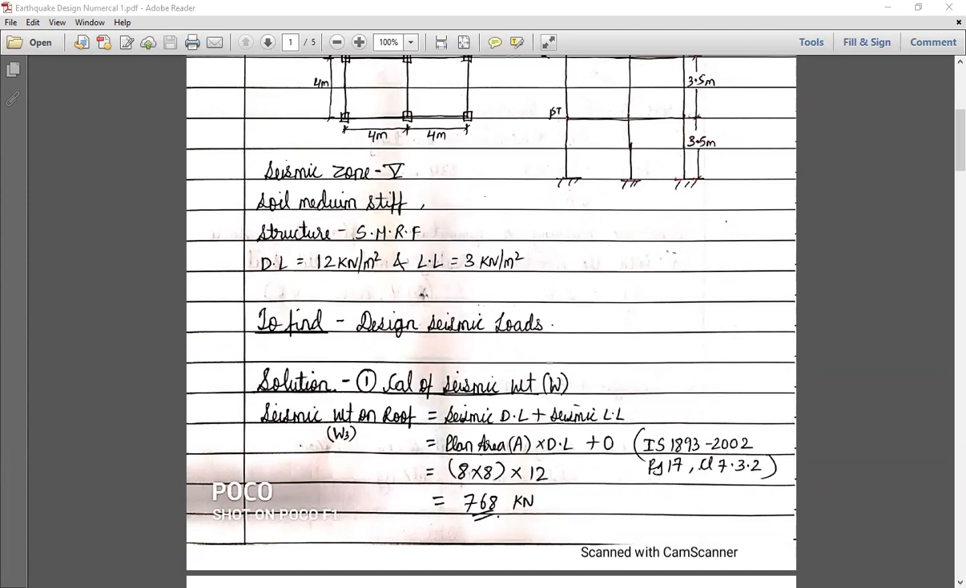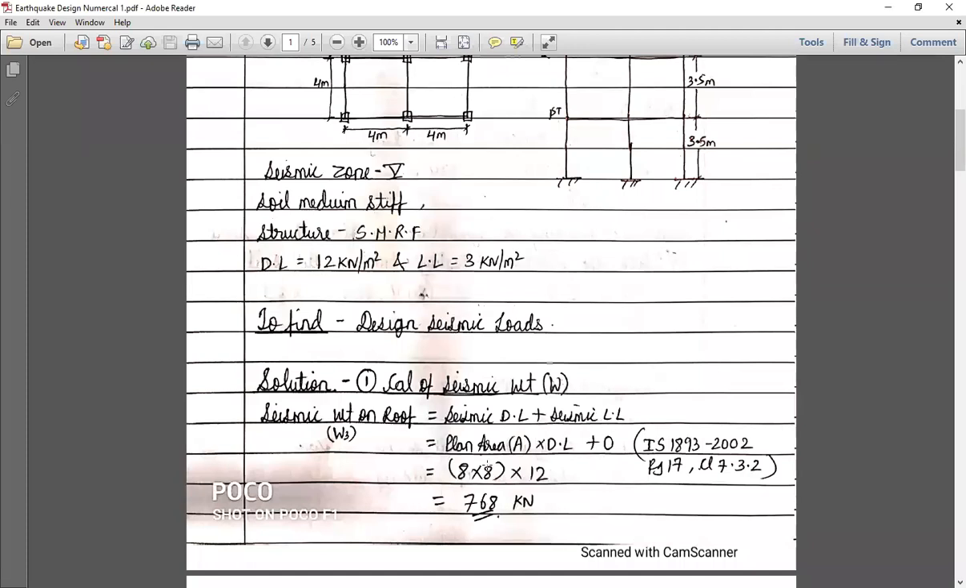So let me read that out. Clause number 7.3.2. It states that for calculating the design seismic forces of the structure, the imposed load on the roof need not be considered. Okay, so this is the clause. I hope it is clear now. So that is the reason I have taken this seismic live load as 0.